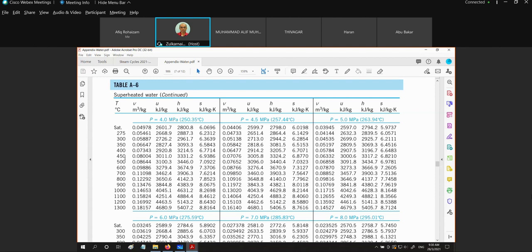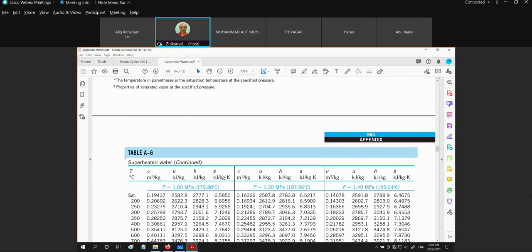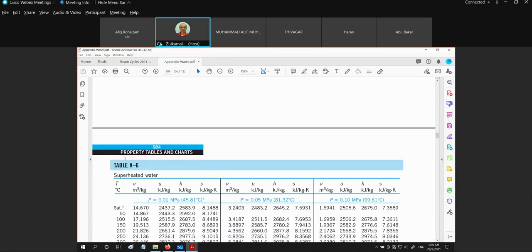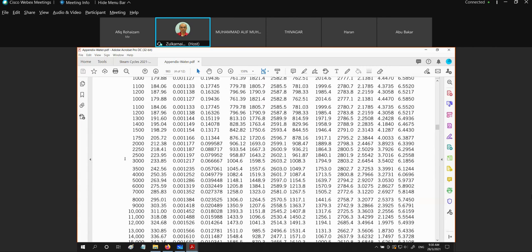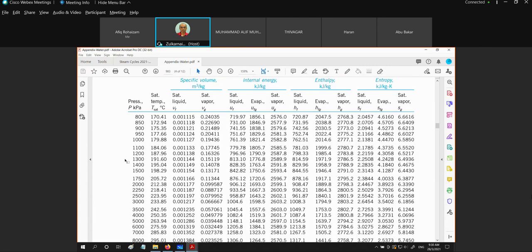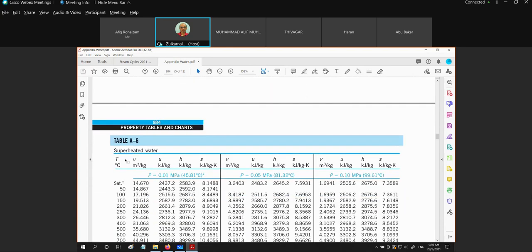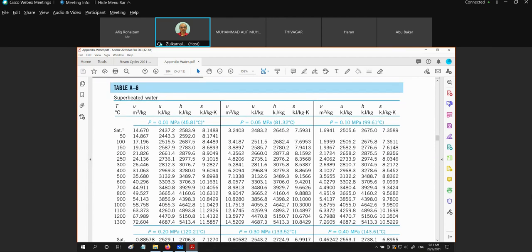And then how about 4 kilopascal? 4 kilopascal is 0.04, correct? Megapascal. 4 kilopascal divided by 1,000, correct? It's okay? Guys. Hello, guys. 0.04 tak ada, nampak? 0.04 tak ada.